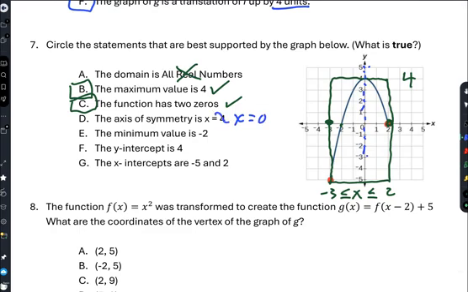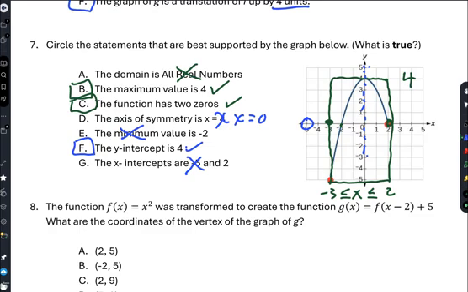This one's wrong, okay? The minimum value is negative 2. This does not have a minimum, it has a maximum. The y-intercept is 4, that is correct. And the x-intercepts are negative 5 and 2. That is incorrect. Negative 5 and 2 are here, so that one's wrong. The negative 5 would be wrong on that one, right? So the answers on this one are B, C, and F.